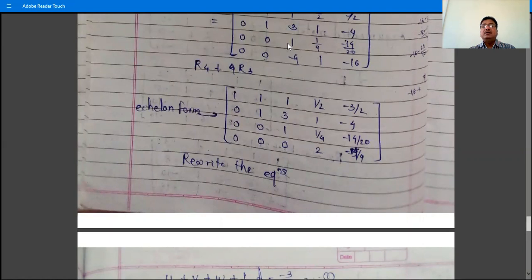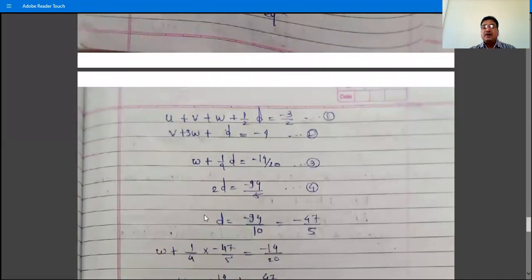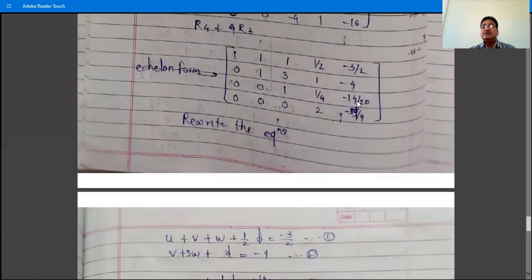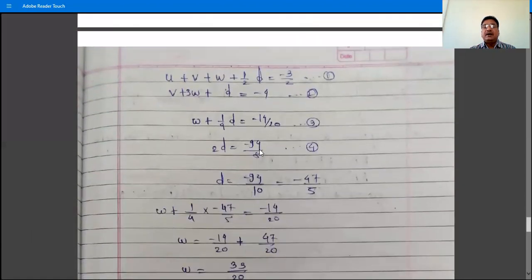So 4 into 1 is plus 4, minus 4 becomes 0. Then plus 4 into 1 by 4 becomes 1, plus 1 is 2. And then 4 into minus 14 by 20, minus 16 becomes this number, minus 94 by 5. This is the calculation. 4 into minus 14 by 20 plus 4 into minus 14 by 20 minus 60. The calculation is this: minus 94 by 5.